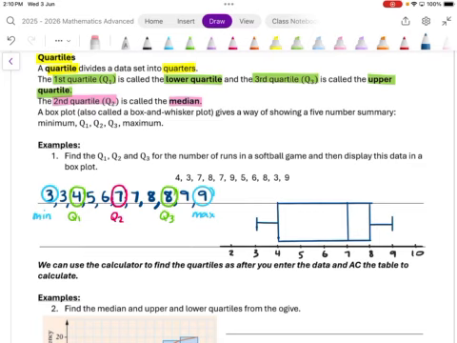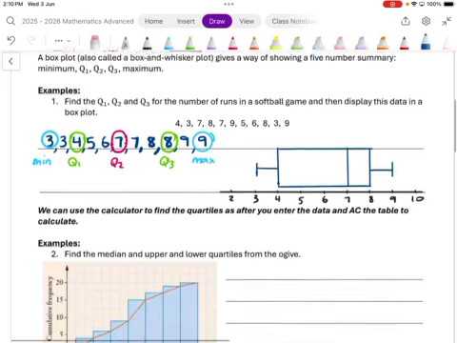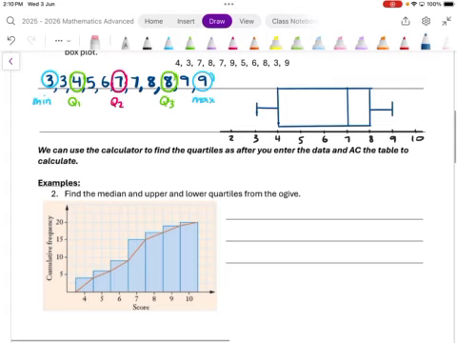Now, example 2. We have our graph given to us, and we have our score and our cumulative frequency. We want to find the median and upper and lower quartiles from the ogive. Remember, the ogive is the polygon. To find our median, we have a total of 20 scores here, so our median is our middle score, which is going to be our 10th score.